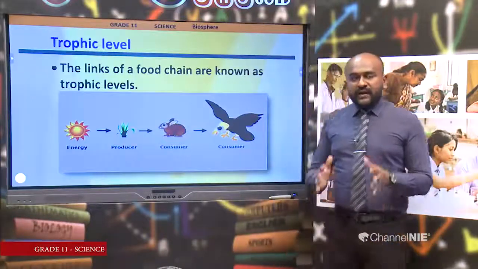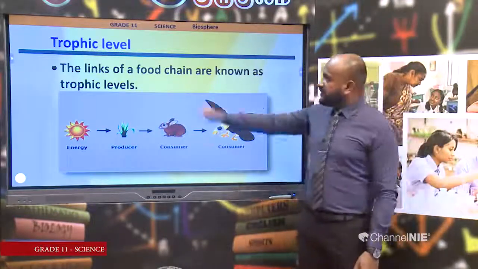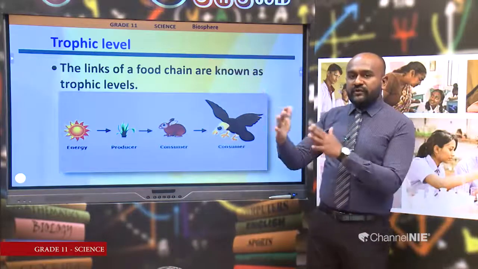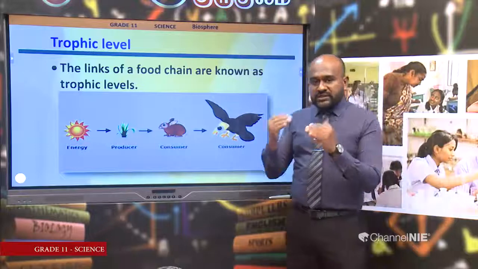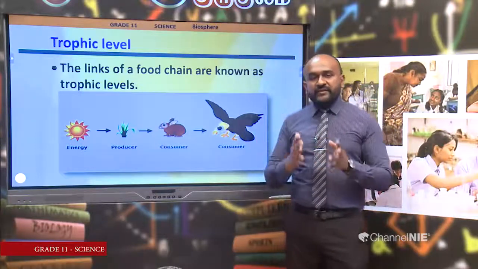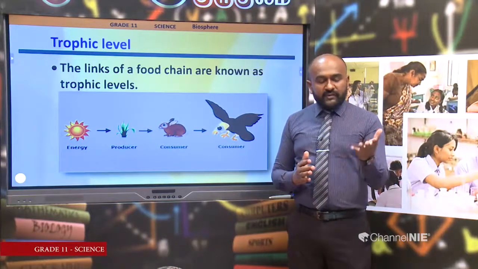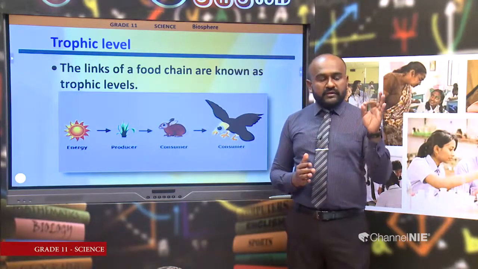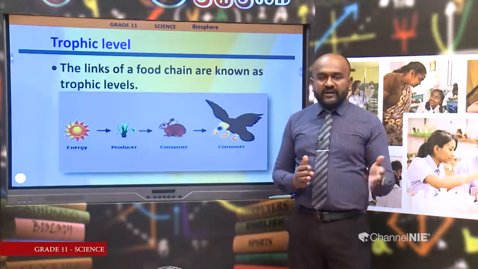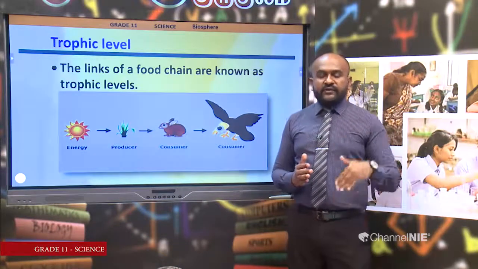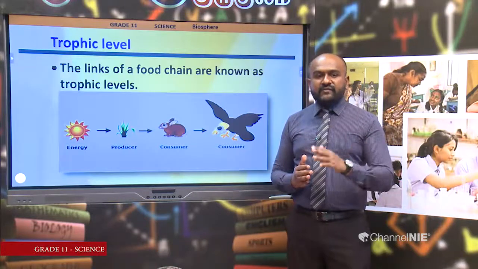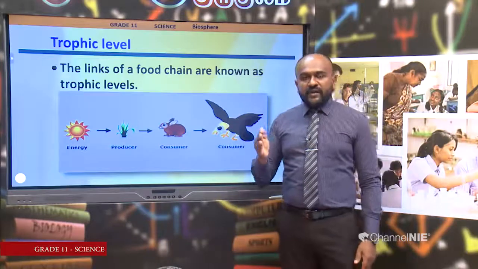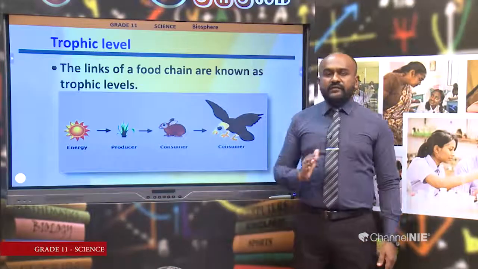So, when it comes to a food chain, the other thing that we see is the trophic level. I told you the word troph stands for food. So, the position of an organism in a food chain is the trophic level. If you get the producer, that is at the first trophic level. The primary consumer is at the second trophic level. The secondary consumer is at the third trophic level. So, each organism in a food chain occupies a trophic level.